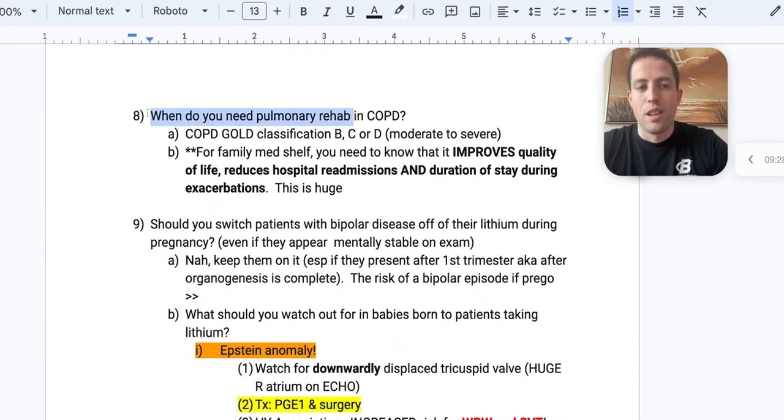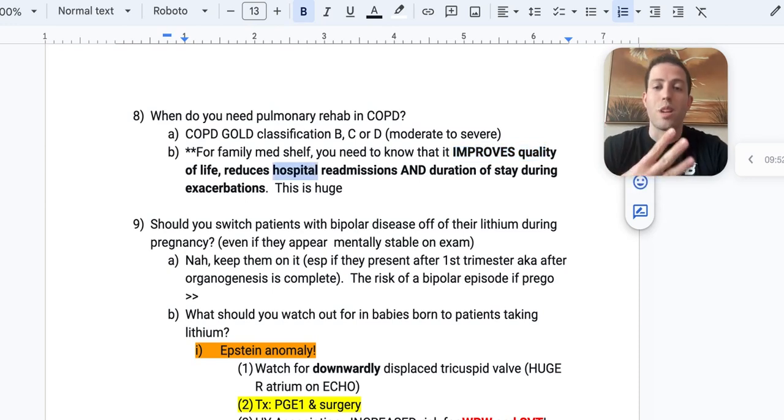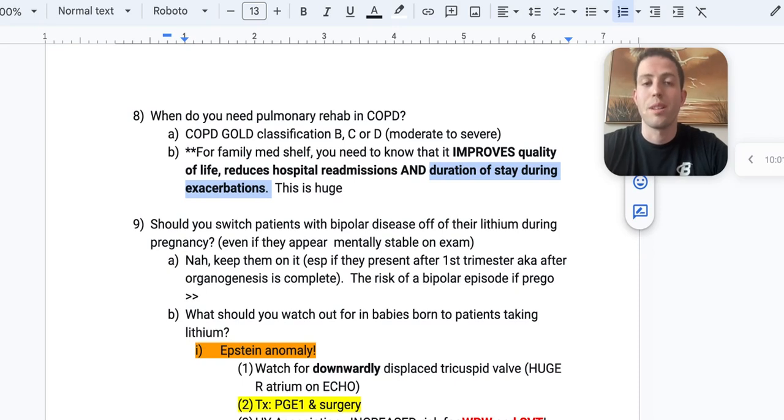All right, number 8. When do you need to go to pulmonary rehab if you have COPD? And so if you have GOLD classification B, C, or D, which is basically moderate to severe COPD, then you want to go to pulmonary rehab. And so for your family medicine shelf, you absolutely want to know that pulmonary rehab will improve the quality of life, number 1. Number 2, it can reduce hospital readmissions. And then number 3, it can also reduce the duration of stay during your exacerbations. They could ask you all three of those concepts in regards to pulmonary rehab for COPD.